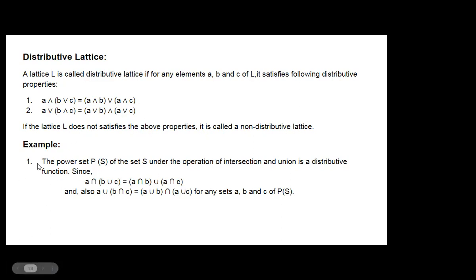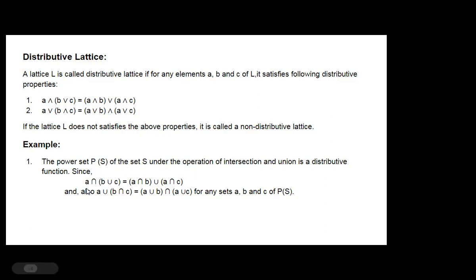We'll see it with the help of an example. The power set P of S of the set S, under the operation of intersection and union, is a distributive lattice. Since A intersection (B union C) is equal to (A intersection B) union (A intersection C), and also A union (B intersection C) is equal to (A union B) intersection (A union C), for any sets A, B, and C of P of S.